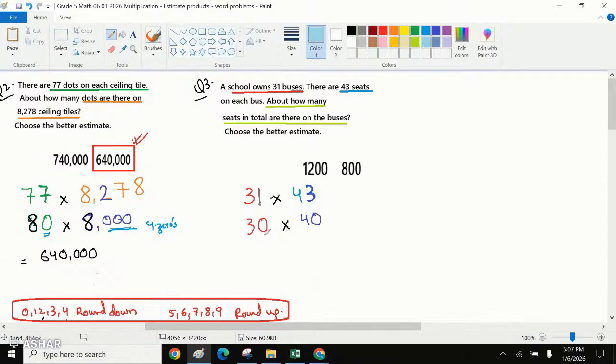So we count the number of zeros, 1 0 and 2 zeros, right? So we have 2 zeros. We don't have to write this. We just need to remember there are 2 zeros, okay? What is 3 multiplied by 4? 3 multiplied by 4 would be 12. And there were 2 zeros. We simply put 2 zeros. Yes, thank you so much, Aiken. That means our estimated value would be around 1200 seats, right?